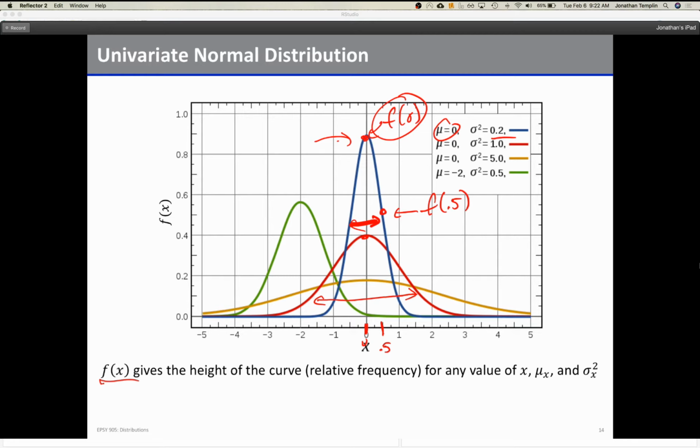And finally, you can see the other lines here, like the yellow line, where you have the same mean of 0 but now a much wider variance. And then, of course, you have a different mean. The mean shifts over here. So you can see the different curves for each of these.